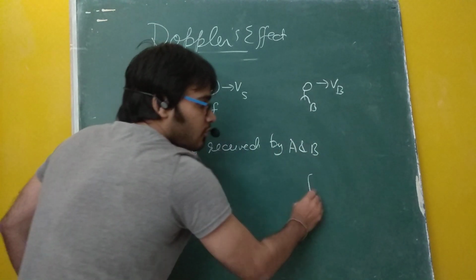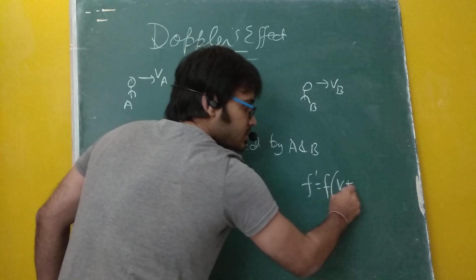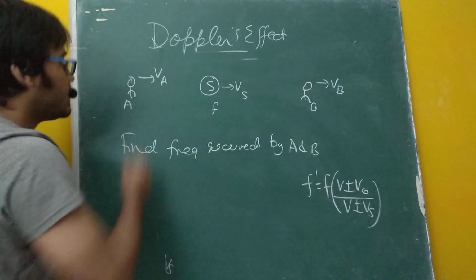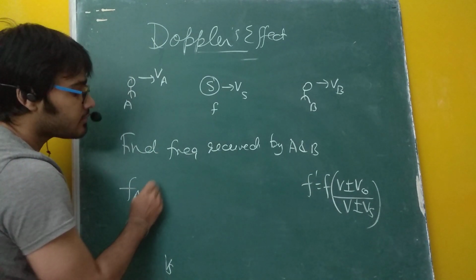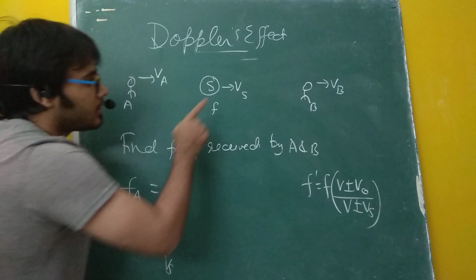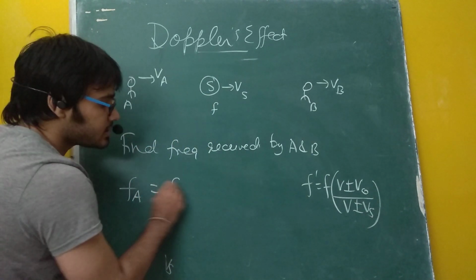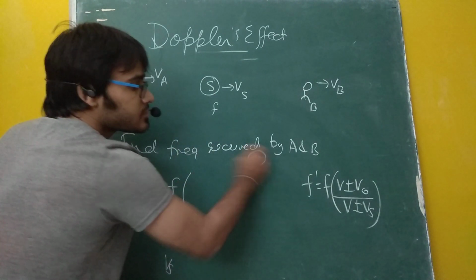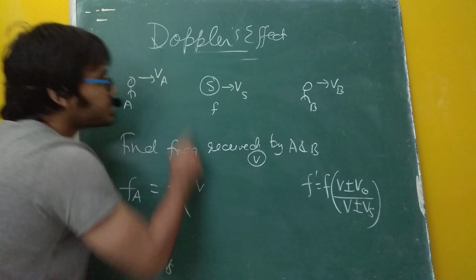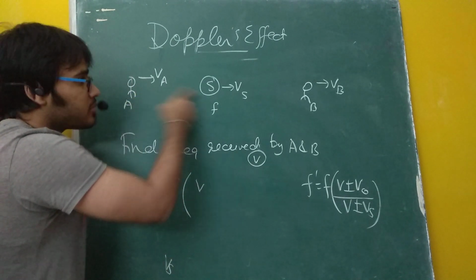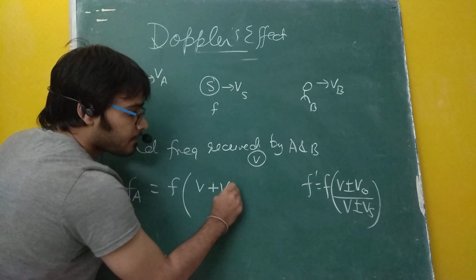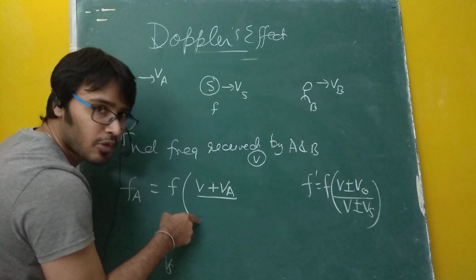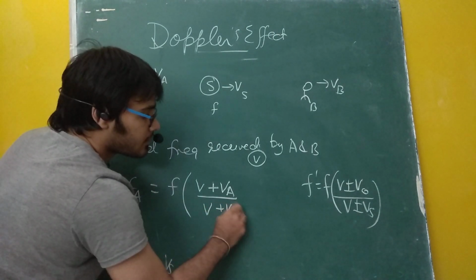So again here I am writing the formula which I will be using, the same which we have discussed, V plus minus Vo divided by V plus minus Vs. Let's do it for the first case. Let's call Fa the frequency received by A. Now here the original frequency is F. The speed of sound, if nothing is given, we will take it as V. This is the speed of sound in air. Observer is moving towards, so I use the plus sign. And the source is moving away, so it is decreasing and it is in the denominator. So again I use the plus sign.